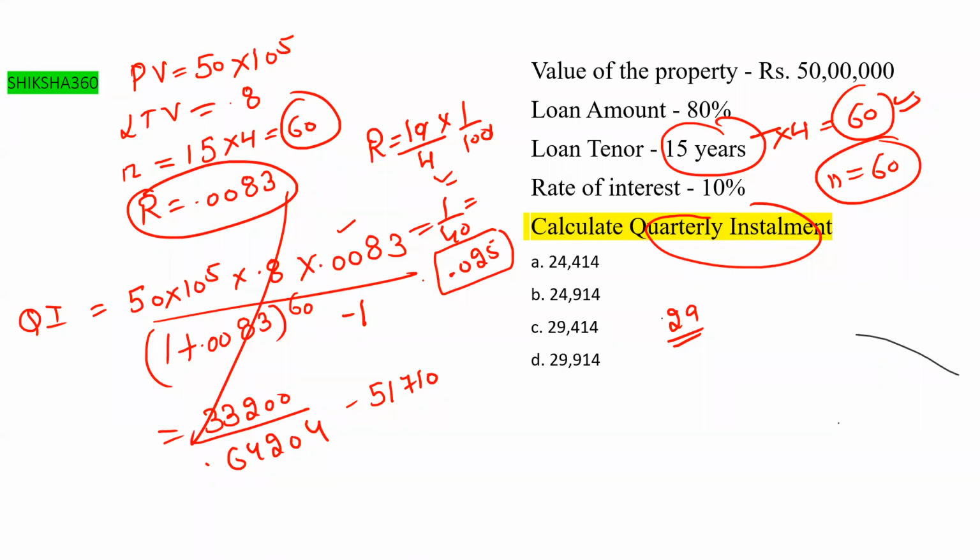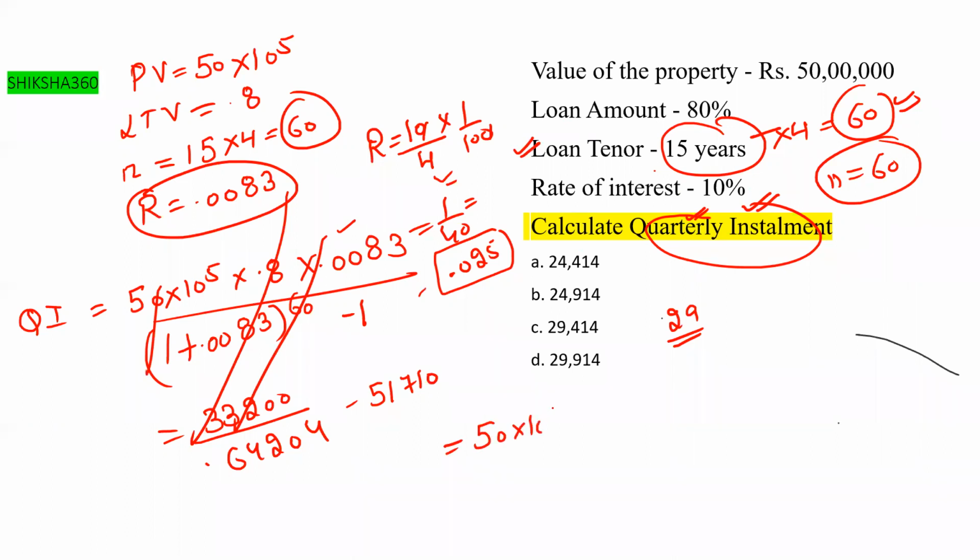Actually I forgot to change the interest rate. Why do we change it? Because we have to find the quarterly installment. Here we changed the tenure, but I was not able to change the time. I forgot to change the time. That's why. The correct answer, we will discuss once again.